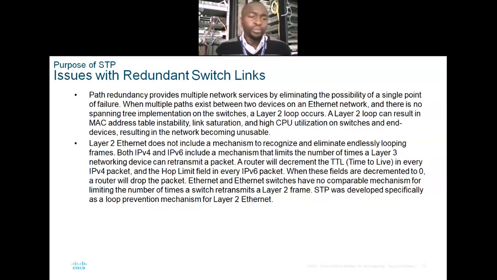All right, so layer 2 Ethernet does not include a mechanism to recognize and eliminate this endless loop of frames that continues to go round and round and round. But both IP version 4 and IP version 6 include a mechanism that limits the number of times a layer 3 networking device like a router can transmit a particular packet. So a router can decrement the TTL value. TTL simply means time to live in every IP version 4 packet.